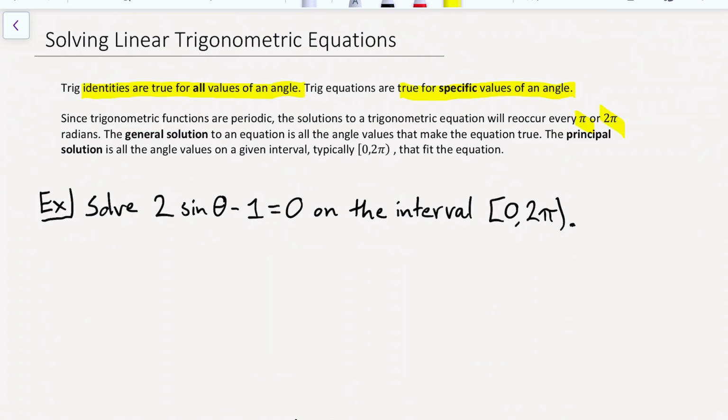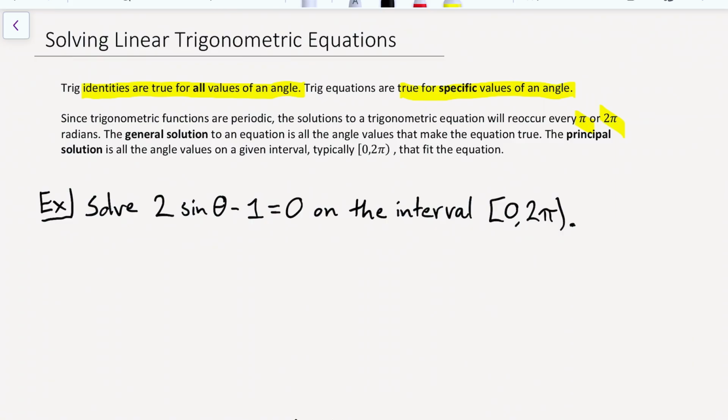So we can talk about two different types of solutions. The general solution is all of the angle values, accounting for reoccurring values, every pi or 2 pi radians, that make the equation true. Where the principal solution is all the values on a given interval, typically that's chosen to be 0 to 2 pi, that fit the equation. We'll look at some examples of providing both types of solutions to our trig equations.